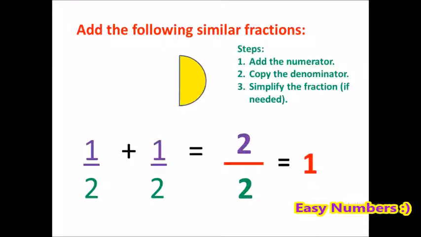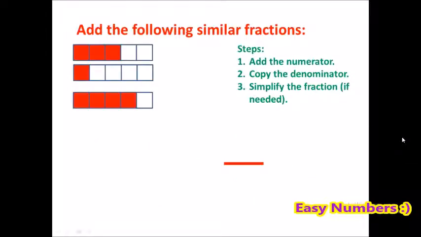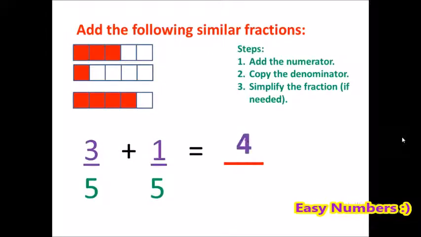So therefore, if we have a half circle and another half circle, we're going to have one circle if we combine them. So that is 1/2 plus 1/2 is equal to 1. Another example is 3/5 plus 1/5. So let us add first the numerator, which is 3 plus 1 equals 4, and then copy the denominator, which is 5. So we have 4/5.